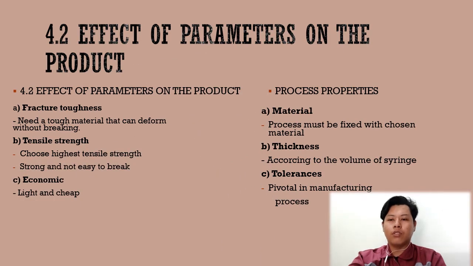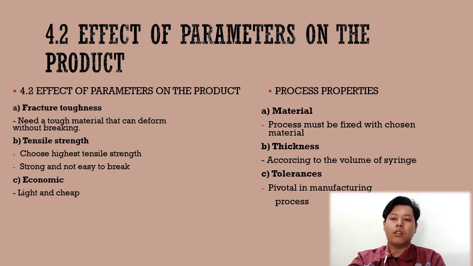Okay, next we move to the effect of parameters on the product. There are several effects of parameters on the product that we divide into two, which are material properties and process properties. The first one for material properties is fracture toughness. In this case, we need a tough material that can deform without breaking and is also very flexible, which makes it easy to mold into different shapes.